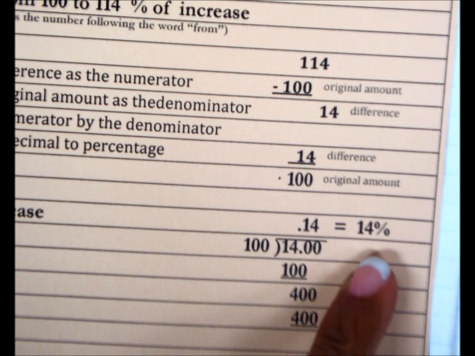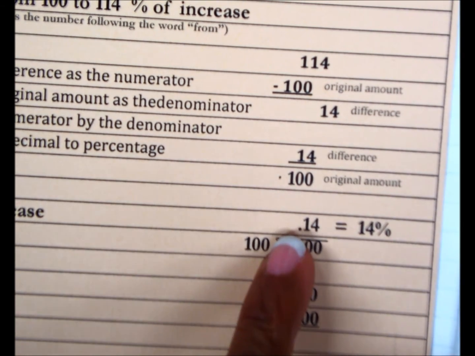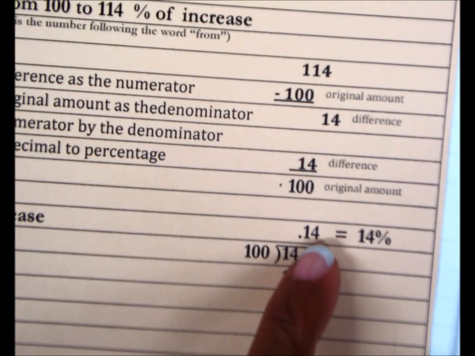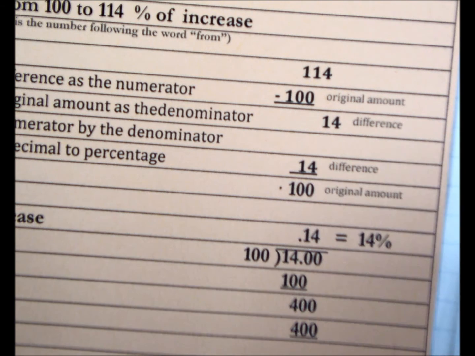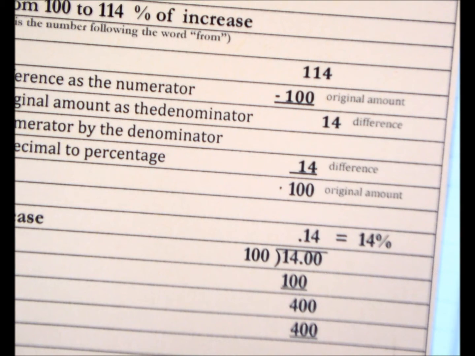So we'd be having an increase of 14%. Then we'd convert that decimal into a percentage by moving the decimal point 2 spaces to the right, and it would become 14% increase.